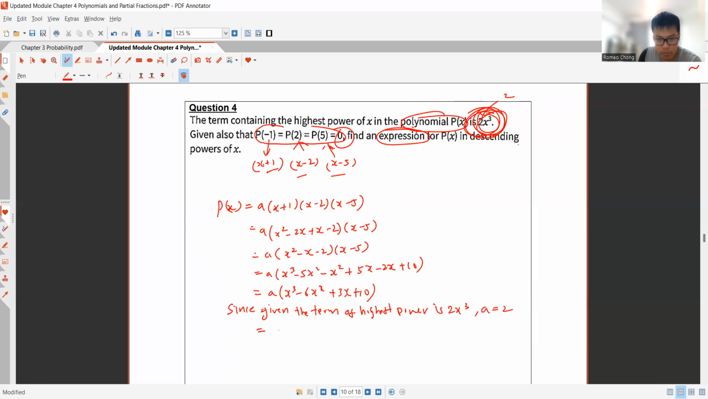And finally, when I put in my 2, my final expression will be 2x cubed, and then minus 6 times 2 is 12x squared, and then 3 times 2 is plus 6x, plus 20. So this will be your final expression for the polynomial.